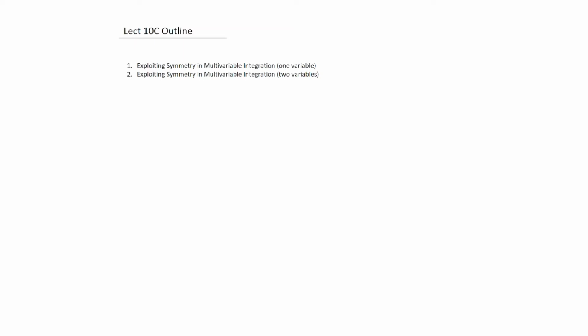So as usual, the second slide is just a summary of the contents of this lecture. It's a relatively short lecture. So the first thing we'll do is look at symmetry for the one variable case, which would be a review of last year. And then we extend that to the two variable case.